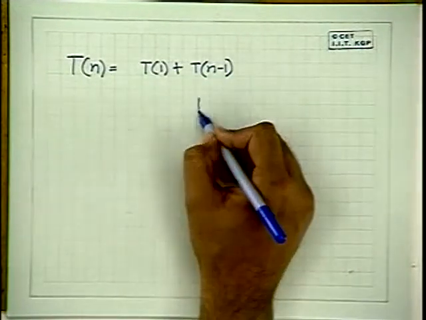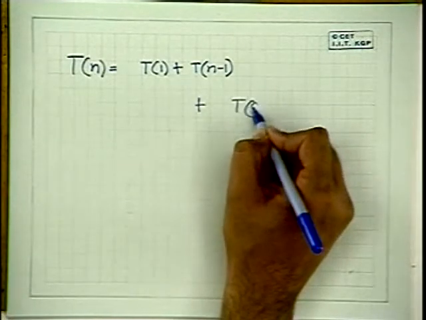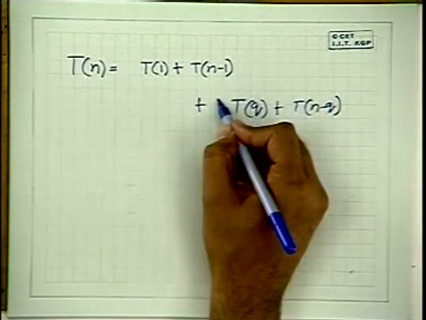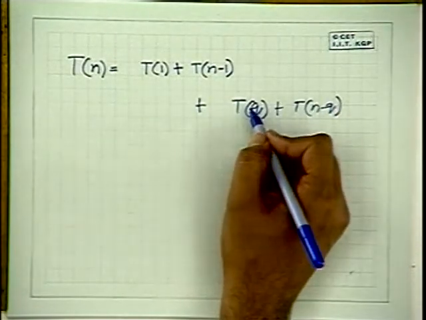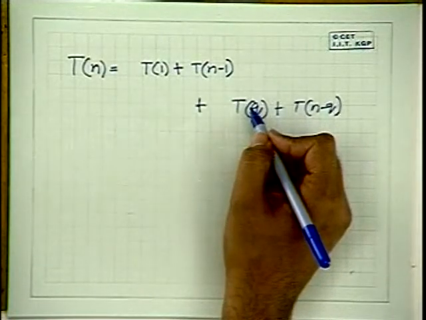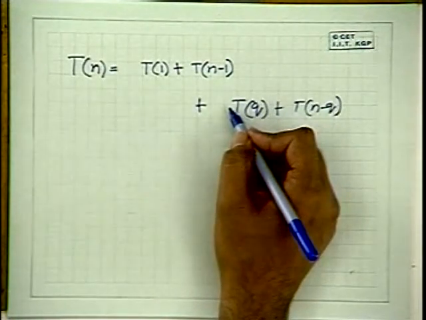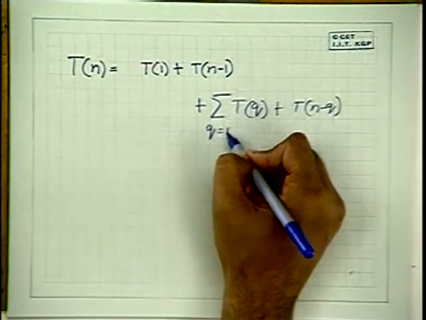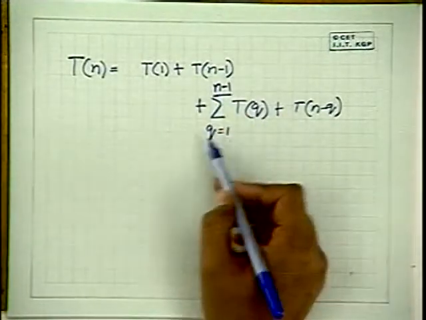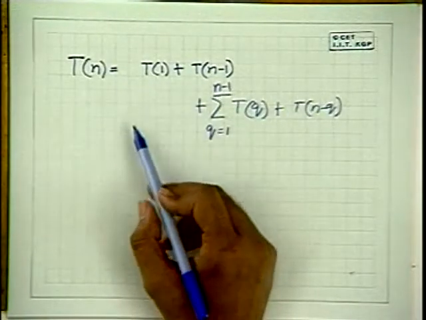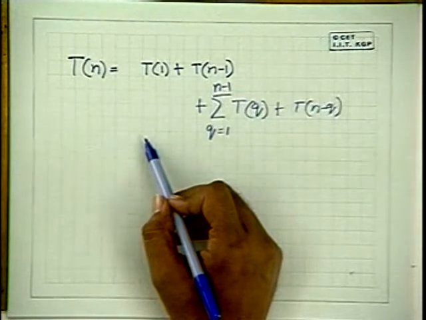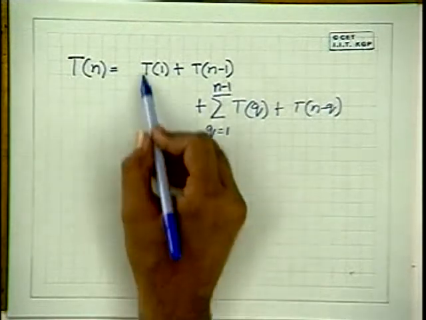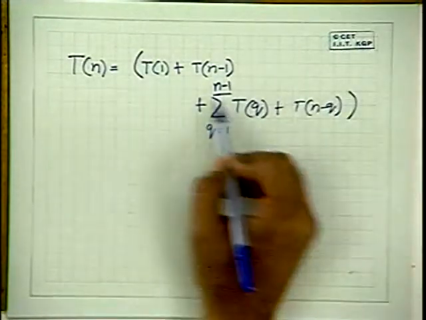And the rest will be Tq plus Tn minus q, but this q can vary from 1 to n minus 1. q can be anywhere. So how do you average it out? You sum it over q from 1 to n minus 1. So you have now taken care of all the cases. How many cases are there? n cases. Totally n cases. So how do you make the average then? 1 over?